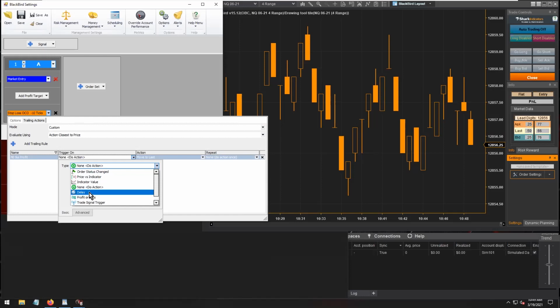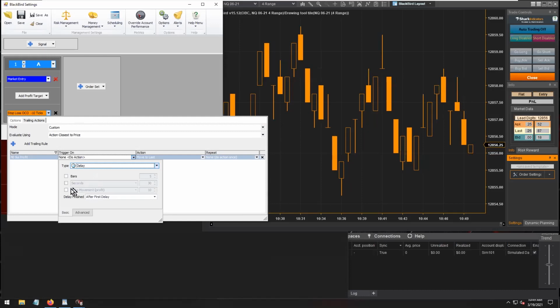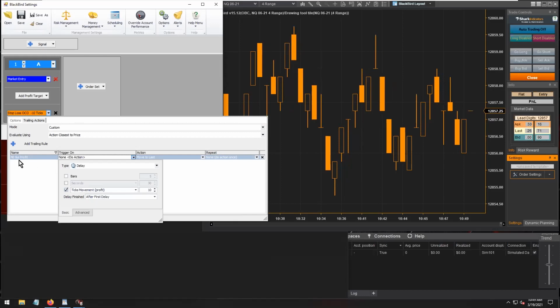So, but for simple things, we're just going to use the delay here. And we're going to enable the ticks of movement, right? And it's already set to ticks of movement in a profitable direction, right? So if we want to identify when 40 ticks of profit has been hit, we're just going to go here and type in 40 ticks, right?